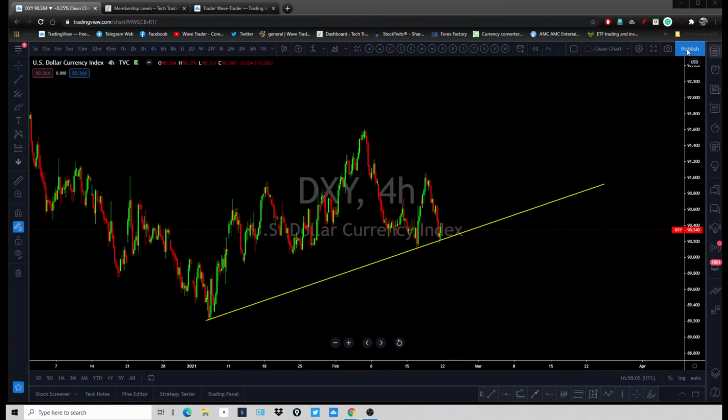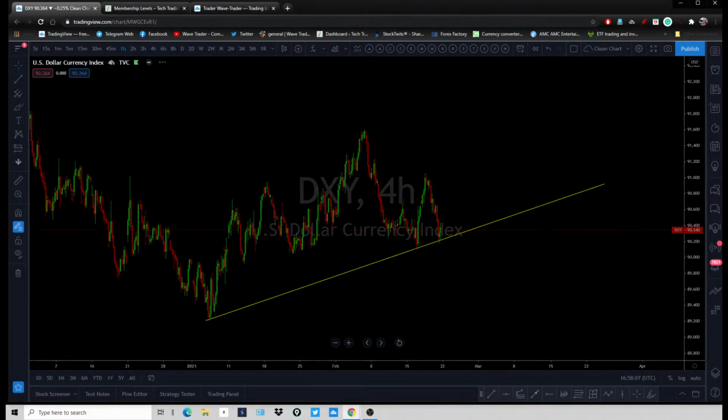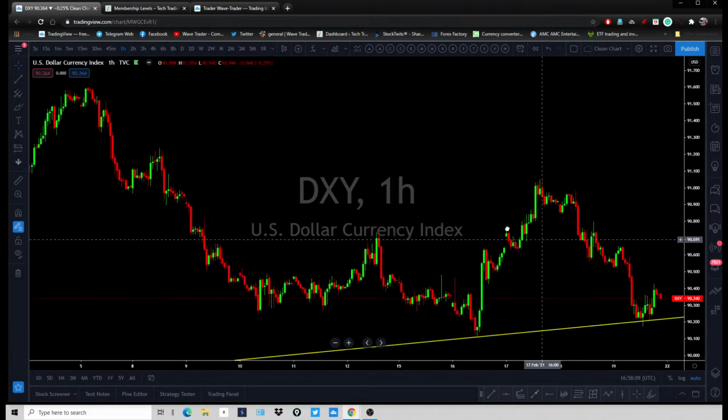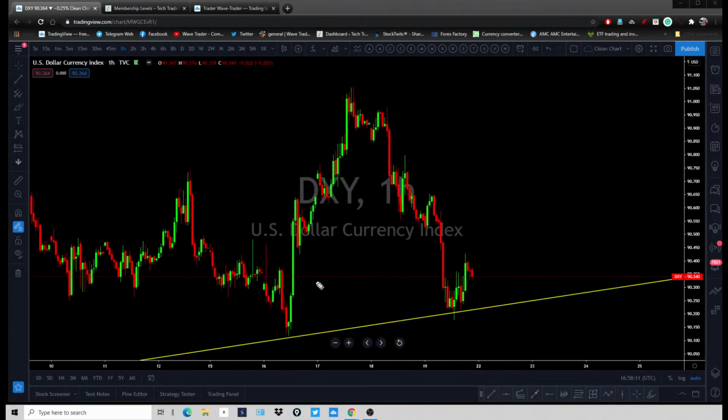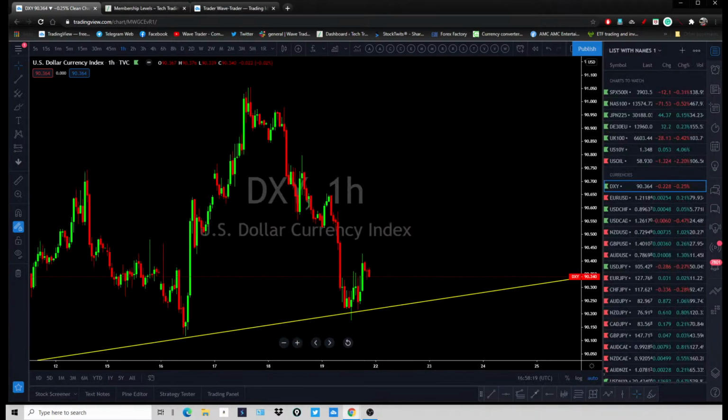So you are simply looking for this to bounce off very aggressively, the way it has done previously, and look for it to continue pushing higher. Correct over there, and that move. All right, so that's the dollar index.